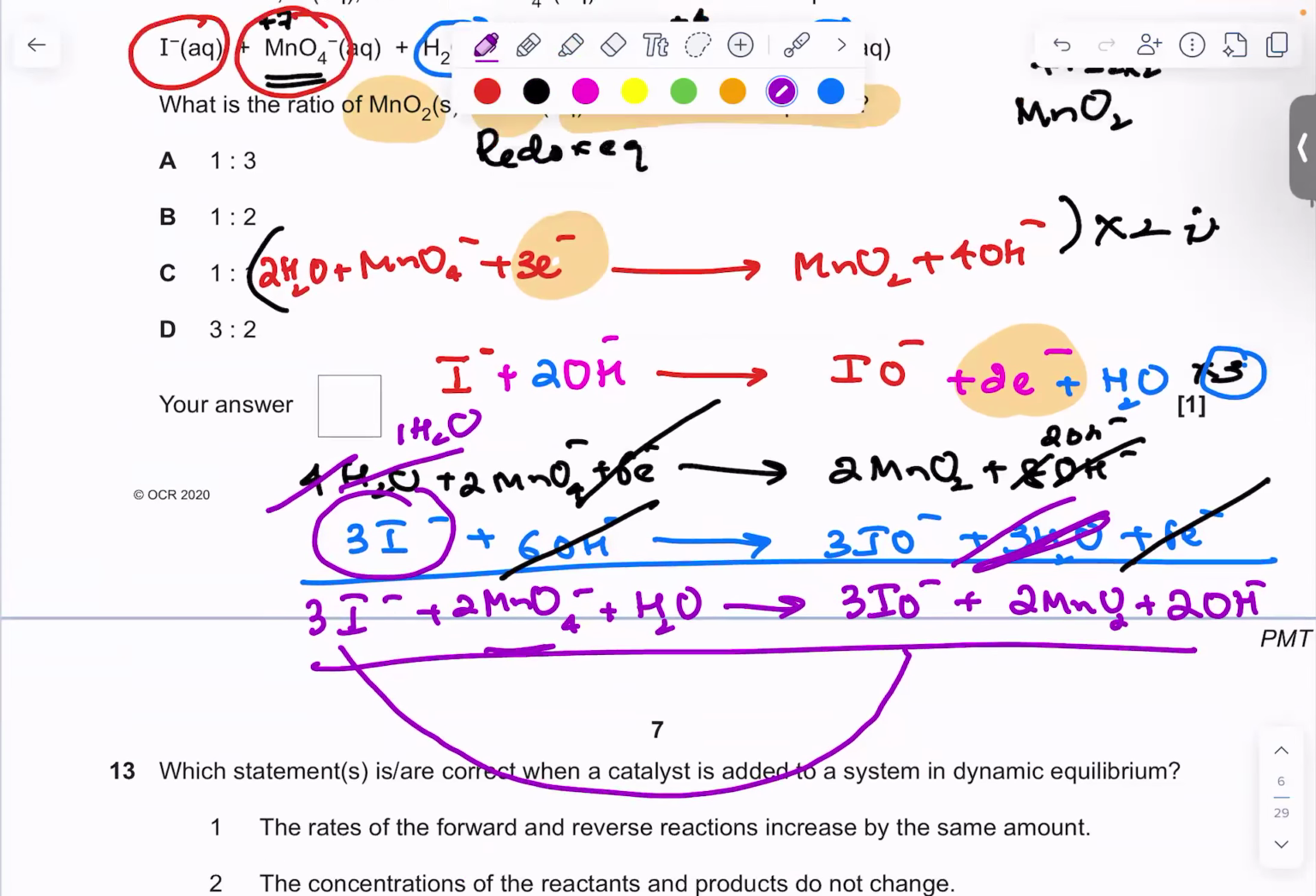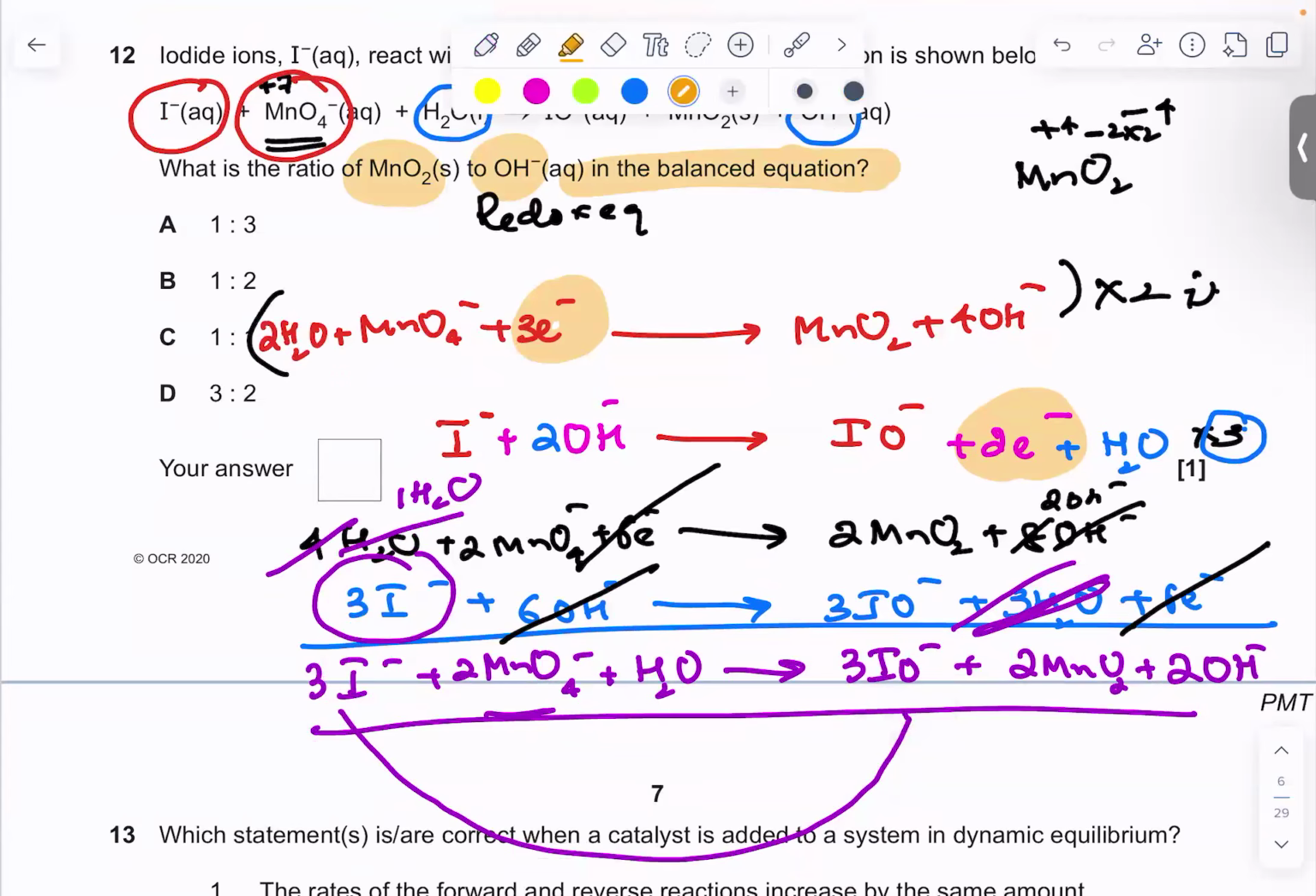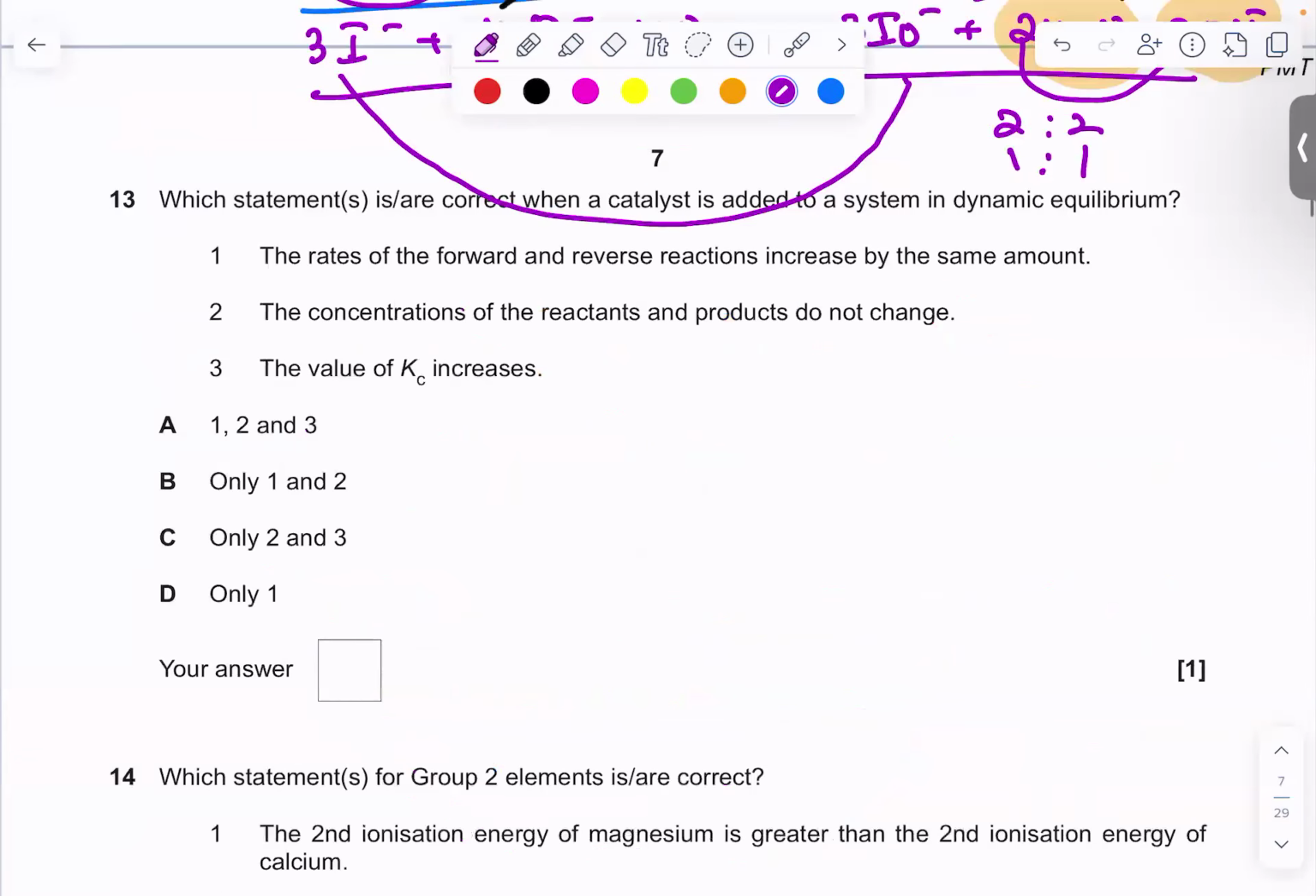Now, what is the ratio of MnO2 and OH negative here? So that is 2 to 2, and ratio 2 to 2 means 1 to 1. So the option would be C. C. Are you getting it, Maya? Yes. Any confusion, beta? No. All right, good. Now the next one.